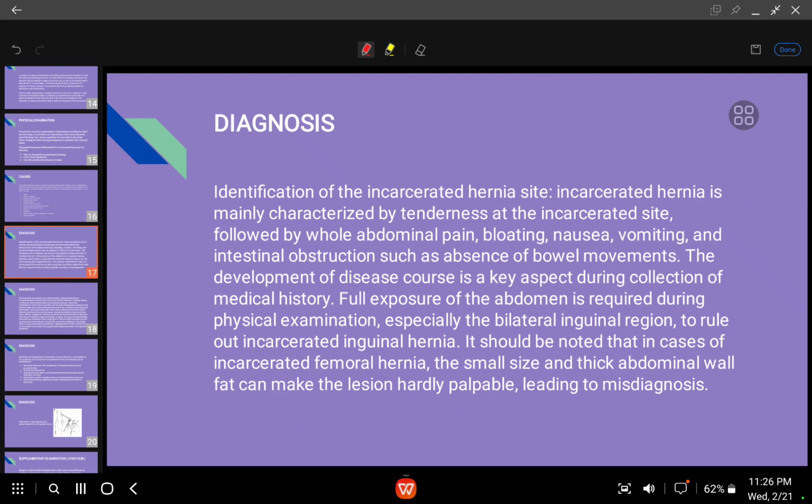So next, the diagnosis: identification of the incarcerated hernia site. Incarcerated hernia is mainly characterized by tenderness at the incarcerated site, followed by whole abdominal pain, bloating, nausea, vomiting, and intestinal obstruction, such as the absence of bowel movements. The development of the disease course is a key aspect during the collection of the medical history. Full exposure of the abdomen is required during the physical examination, especially of the bilateral inguinal region, to rule out incarcerated inguinal hernia. It should be noted that in cases of incarcerated femoral hernia, the small size and thick abdominal wall fat can make the lesion hardly palpable, leading to misdiagnosis.